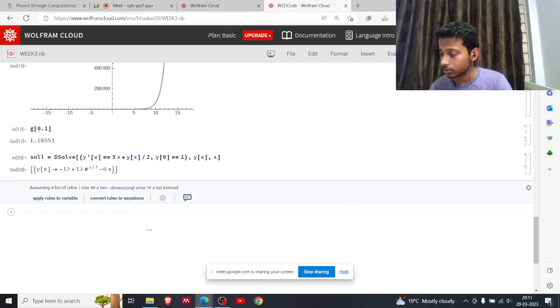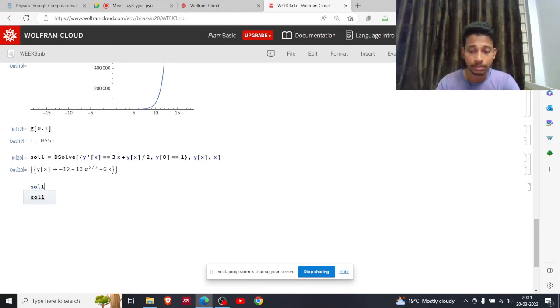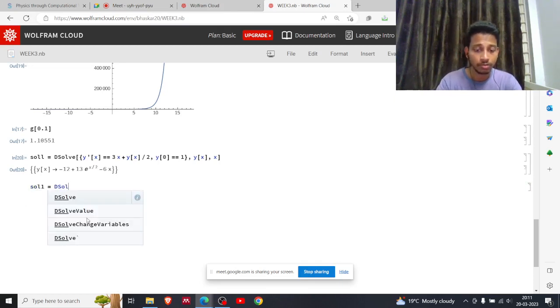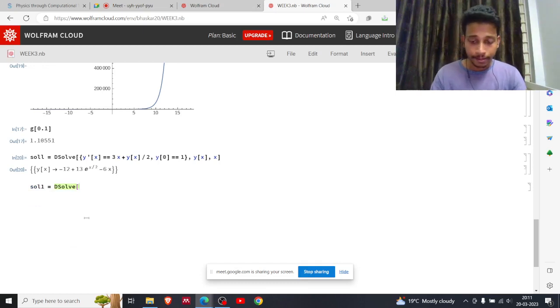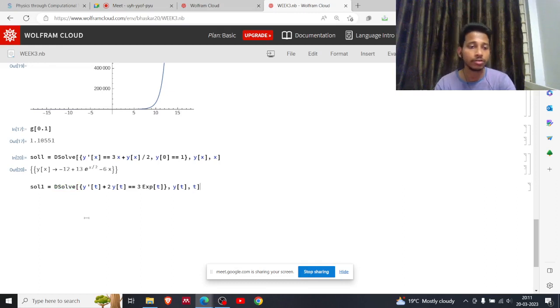Okay, now I will show another solution, that is DSolve y dash of t plus 2y of t equal to 3 exponential t, y of t. Okay, so can anyone point out what is missing here?